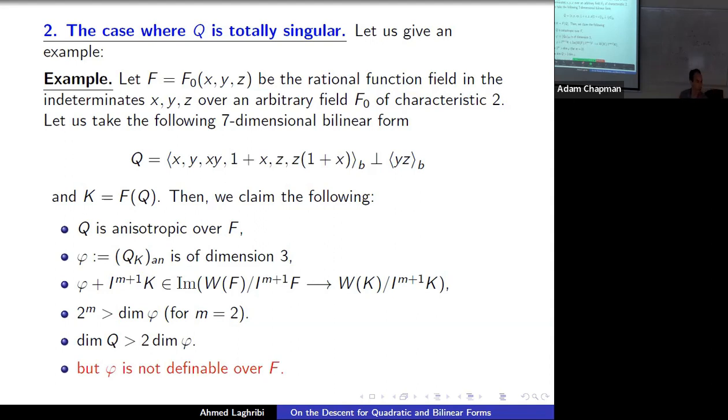phi is not defined over F. It needs some work. Phi is not defined over F. So here we have a problem. When you study the distance for bilinear forms over the function field of a totally singular quadratic form, we are missing something. We need some condition. Okay. And by working a little bit, the condition is the following.